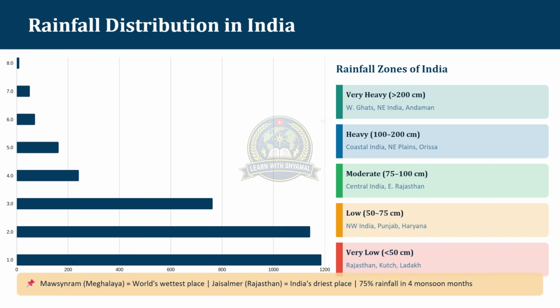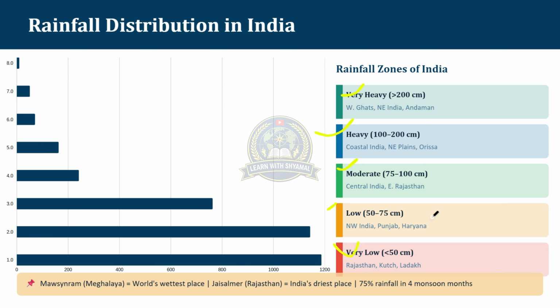75% rainfall in monsoon months. Rainfall zones of India: very high, very heavy, more than 200 cm, Western Ghat, Northeast India and Andaman. Heavy, 100 to 200 cm: coastal India, Northeast Plains, Orissa. Moderate, 75 to 100 cm: Central India. Rajasthan, low, 50 to 75 cm. Northwest India, Punjab and Haryana, very low, less than 50 cm.